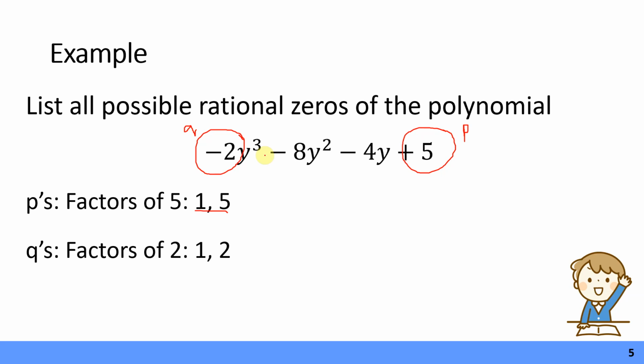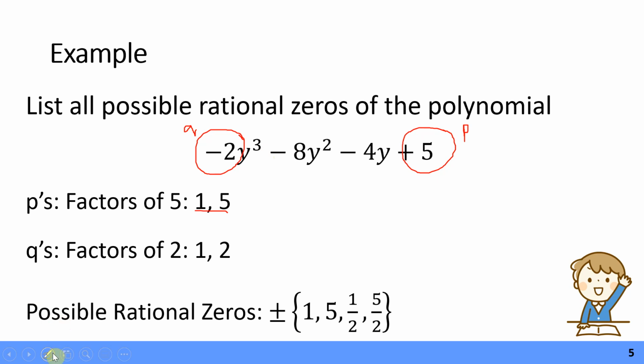Now step 3 says to create all the possible combinations of p's over q's. This is what I mean, okay? So this is what you're going to do. You're going to come over here and divide all of these numbers by the numbers down here. So let's go ahead and start with the first one. 1 divided by 1 gives me 1. That's how I got this first one. And then we move on to the second one. What is 5 divided by 1? It's 5. That's how I got the second one.